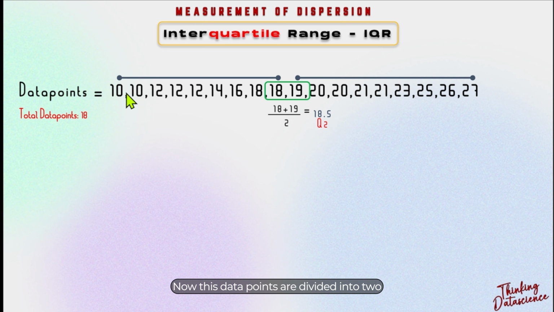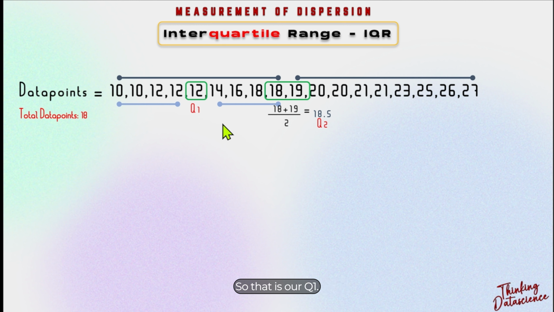Now these data points are divided into two portions. To find Q1 and Q3, we have to further divide these. We divide the first part of the data points again. Here we have a middle number, that is 12. So that is our Q1. Similarly, if we look at the other part, we again have a middle number, that is 21. So that is our Q3.